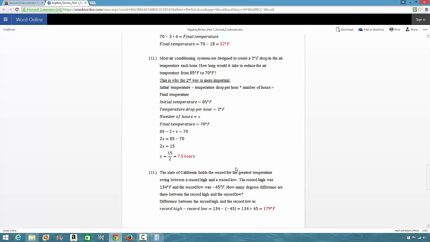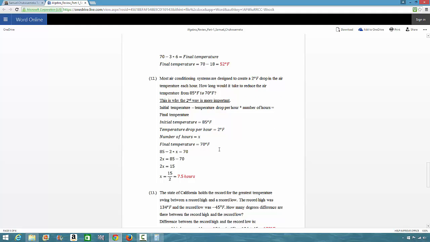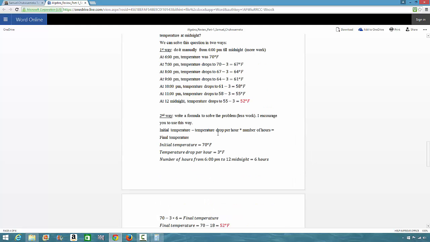Question 12. Most air conditioning systems are designed to create a 2 degree Fahrenheit drop in the air temperature each hour. How long would it take to reduce the air temperature from 85 degrees Fahrenheit to 70 degrees Fahrenheit? So you see, in this case, you don't know how many hours. So you see why this formula method is important.